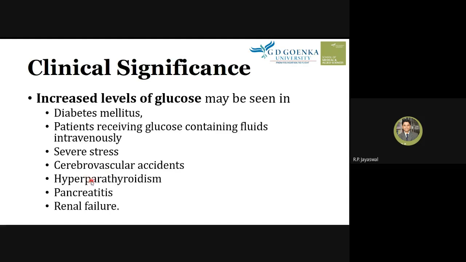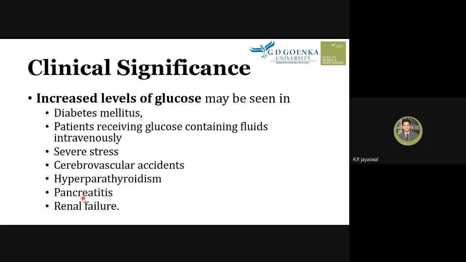Hyperparathyroidism, which is the hyperactivity of the parathyroid gland. The parathormone is produced in large amounts, and we don't know actually how it increases the glucose level in the blood, but it has been observed that patients suffering from hyperparathyroidism usually have a higher level of glucose in their blood.